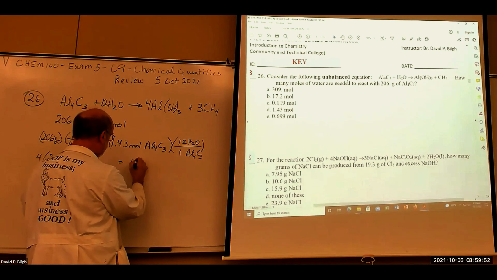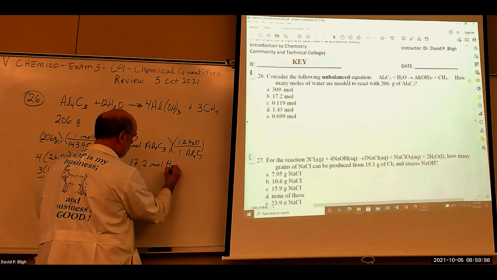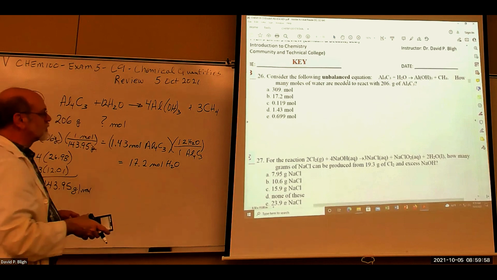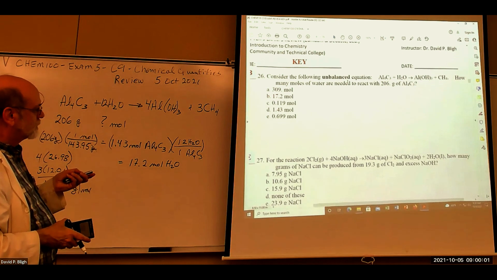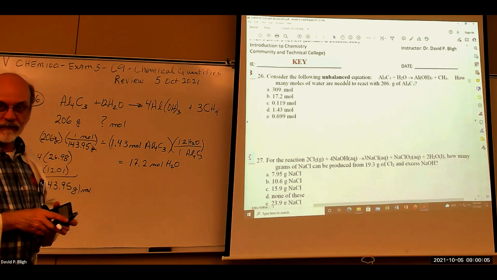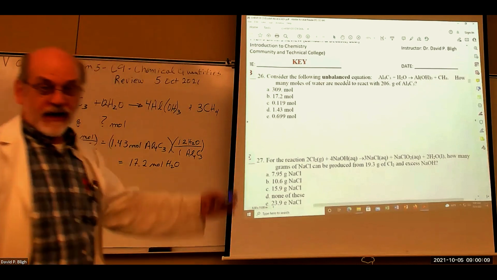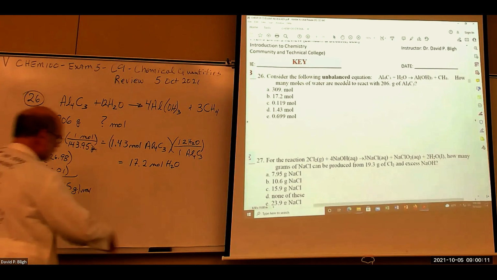17.2 moles of water. Let's see, do we have any close there? Yeah, there's one. 17.2 moles of water. All right. So, except for my mistake, that was pretty straightforward.